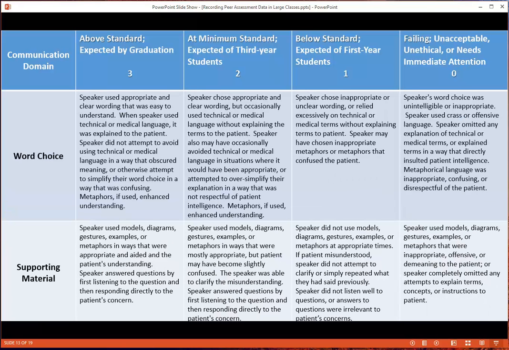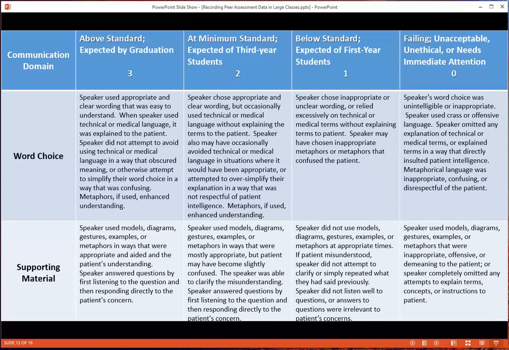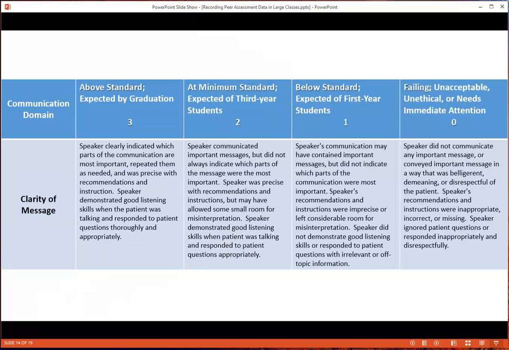Some more of the rubric, and there we go. There's the last part. You're welcome to pause on any of these particular slides. So like I said, there's 3 slides here: organization, delivery on slide 12, word choice and supporting materials on slide 13, and clarity of message on slide 14, to see what an appropriate rubric would look like. And as you see here, it's important to notice that I have these values associated with my rubric, and we'll come back to those later. But what you want is a program, and Qualtrics will do that, that will give you those values back as data.